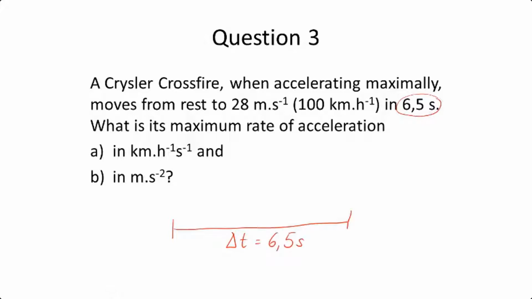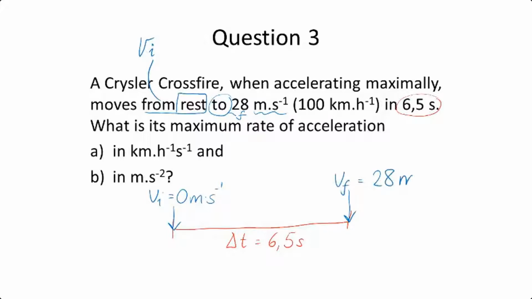That's delta t. It moves from rest. From means that's initial. Rest means standing still. So this is an initial velocity of 0, standing still, at rest, from rest: 0 meters per second. 2 means final, and it's meters per second, so it's obviously final velocity. Final velocity is 28 meters per second, which is the same thing as 100 kilometers per hour. Obviously, 0 meters per second is 0 kilometers per hour as well.